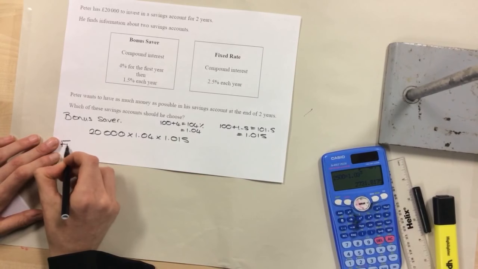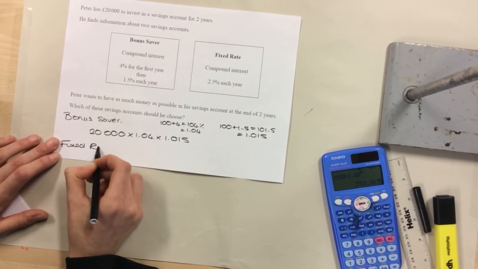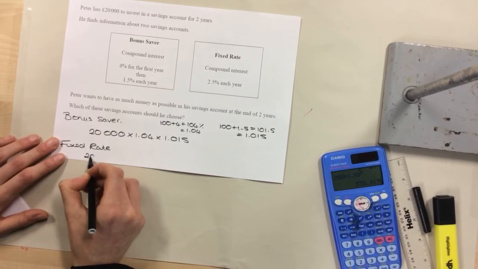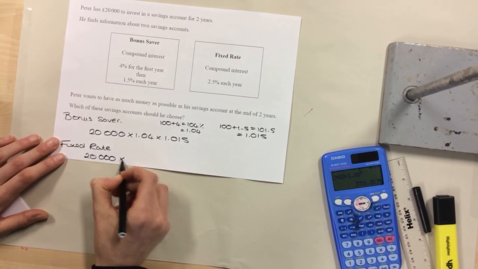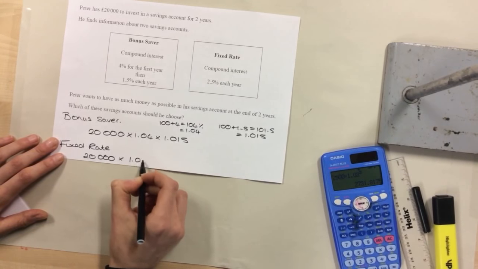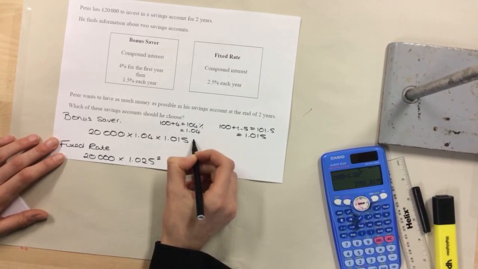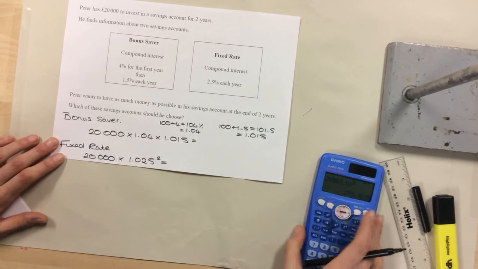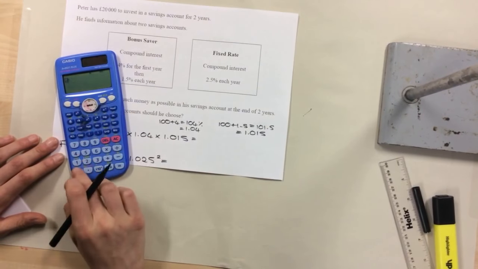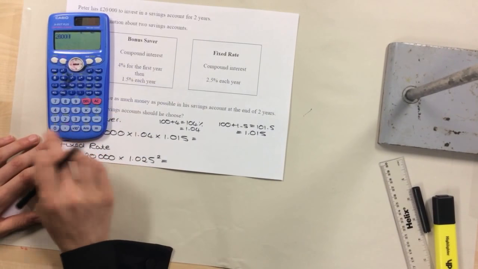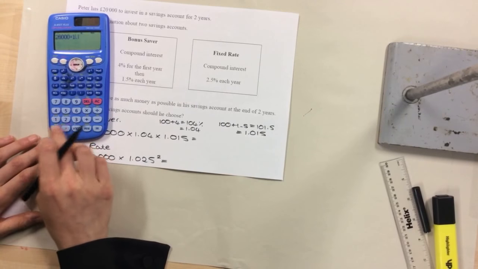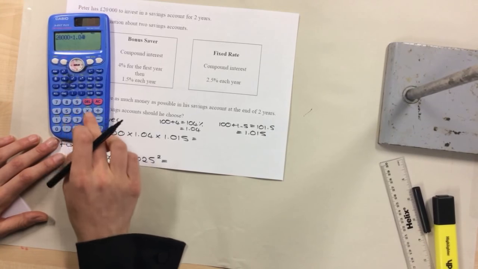And for the fixed rate, it's going to be 20,000 multiplied by 1.025, and because it's for 2 years, I'm going to do it to the power of 2. Okay, so I'm going to use my calculator to work out each of these, and again I will round it to 2 decimal places. Make sure you press the right buttons when you're doing this as well.